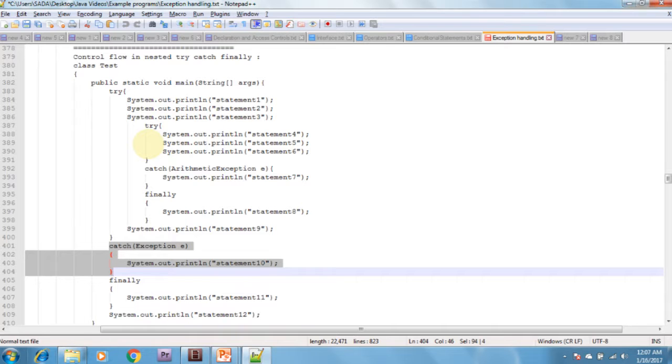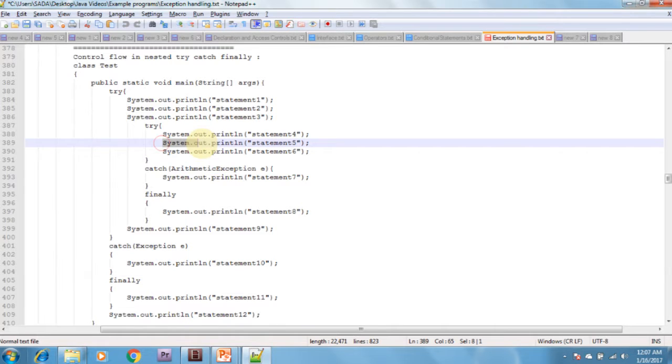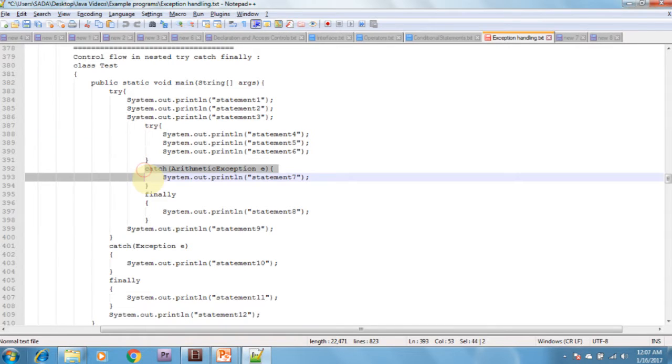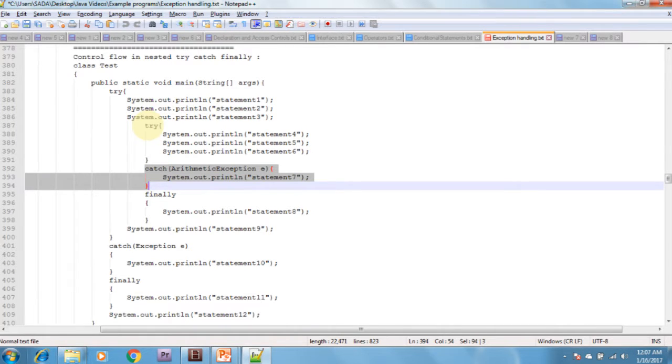Next, case number 4. If an exception is raised at statement 5 and the corresponding inner catch has matched, this is the inner catch block of this try block. If the inner catch block is matched, this is also a normal termination of the program.